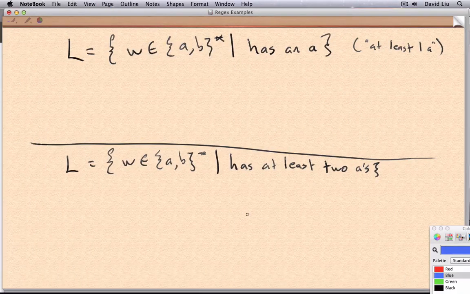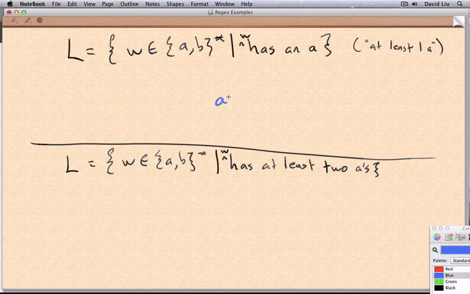So here's a slight variation, where now we're not talking about a string starting with something or a string ending with something, but really a string that contains something. Another way to phrase this restriction of having an A, or having at least one A, is that the string contains A as a substring. Oh, and of course here I really meant W has an A, and W has at least two A's. So how do we write a regular expression for this?